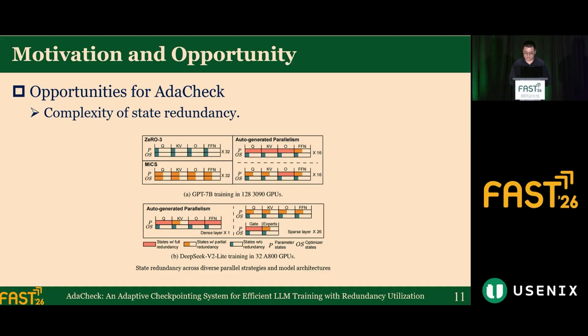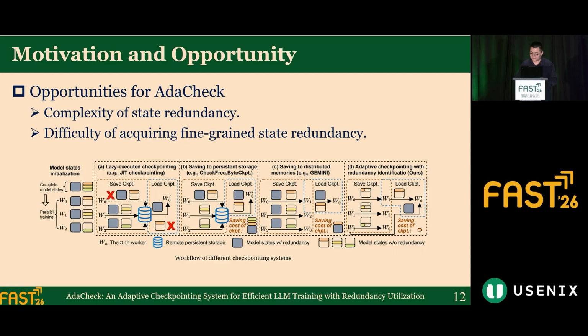To analyze this intricate state redundancy, we propose an offline redundancy utilization method. This method realistically considers the state redundancy of model parameters and their optimizer states when constructing checkpoints. Besides, this method effectively reduces the checkpoint size by leveraging the state redundancy in parallelism and model architectures. It is first necessary to obtain fine-grained state redundancy. However, existing checkpoint systems are unable to capture such fine-grained state redundancy.